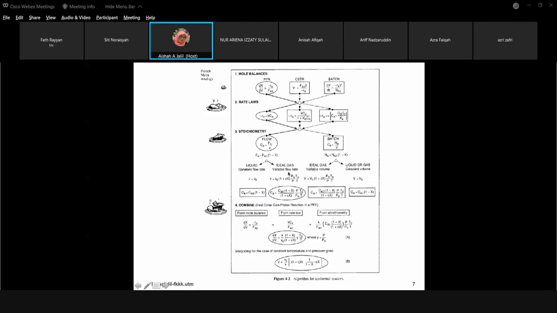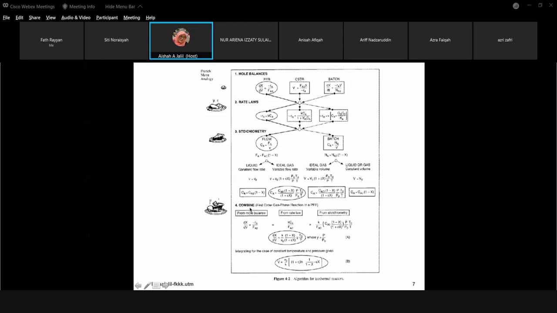If constant volume becomes like this, variable volume becomes like this. Okay, this is variable flow rate. If liquid, this is just the stoichiometry for the liquid. No need to calculate for the epsilon. This is for the gas. You have to calculate for the epsilon. Same like this. This is for the gas, this is for the liquid.